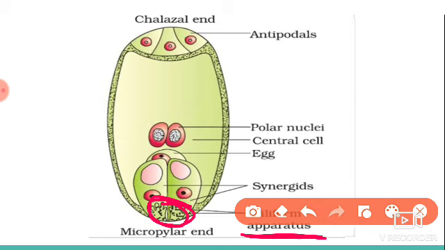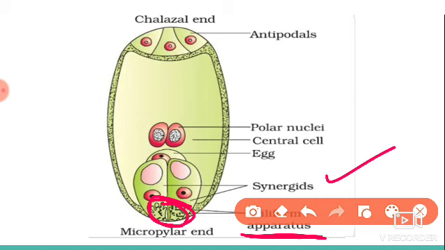What is the function of the filiform apparatus? It will help in the guidance of the pollen tube for the transfer of the gametes. It mainly guides the pollen tube to release the gametes into the synergid cell. It will give the guidance or direction.